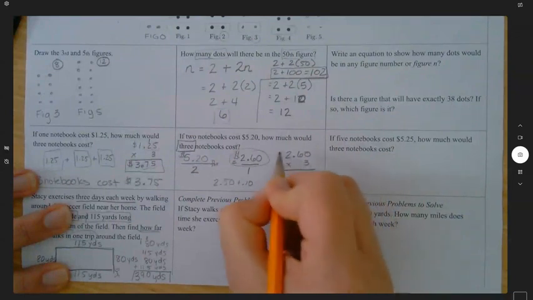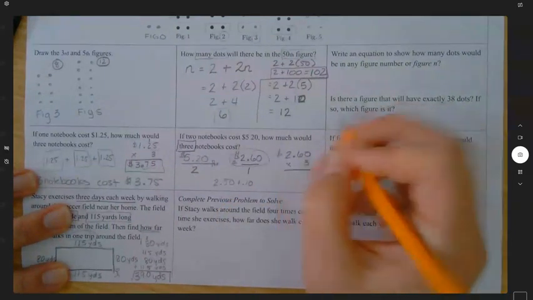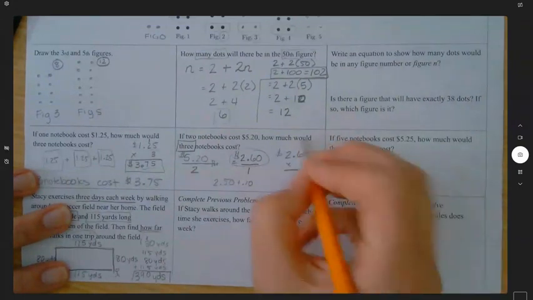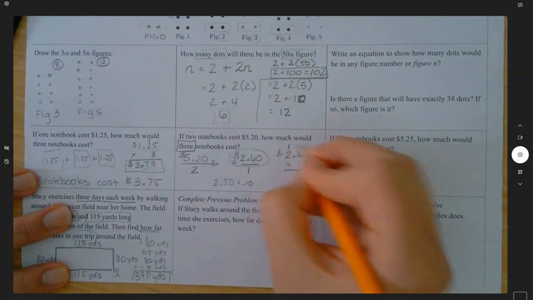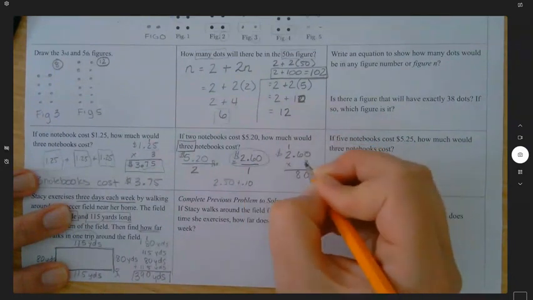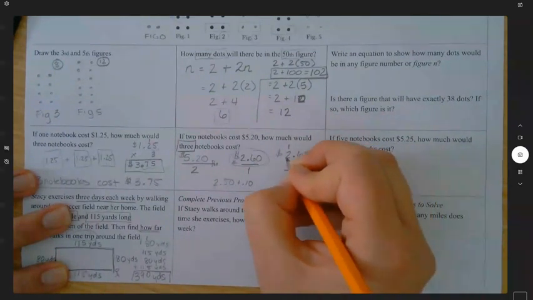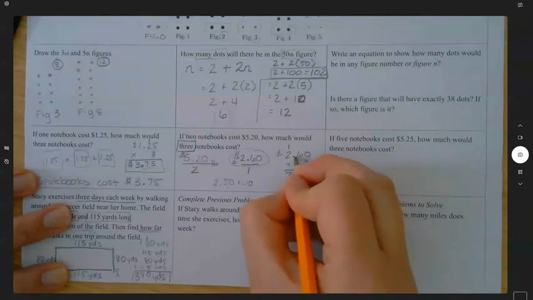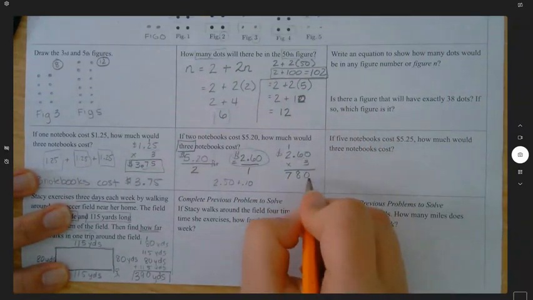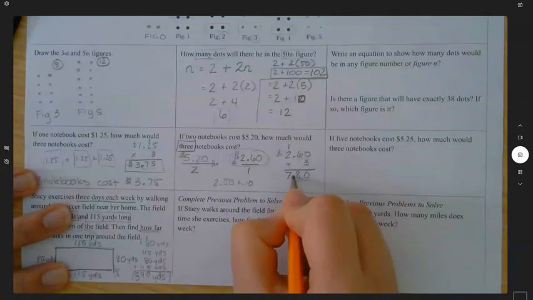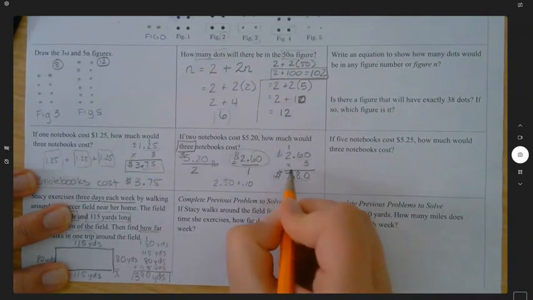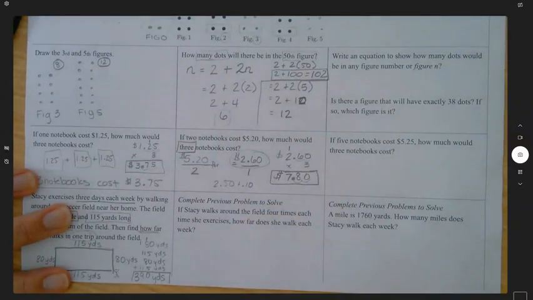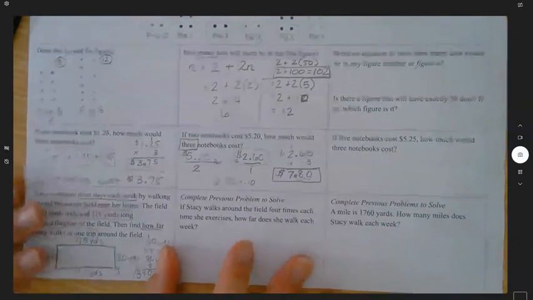And I would take this now and multiply it by 3, because that's how many notebooks I want. $2.60 multiplied by 3. 3 times 0 is 0. 3 times 6 is 18. 3 times 2 is 6 plus 1 is 7. And since I have a decimal that goes 2 in here, I also need to have a decimal that goes in 2 in my answer. So 3 notebooks would cost $7.80.